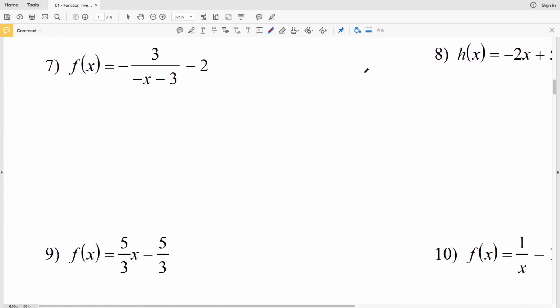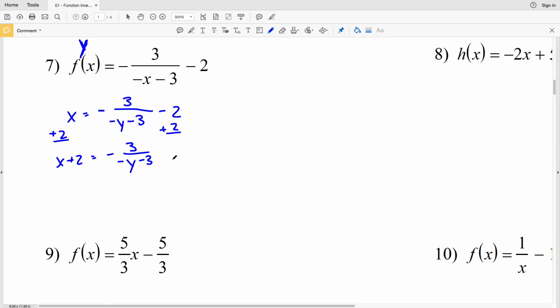Now on to number 7. This f of x is going to be y, and we're going to switch y and x. So I'll have x equal to negative 3 over negative y minus 3 minus 2. Now I'm going to be solving for y. So I'm going to start by adding 2 to both sides to get that x plus 2 equals negative 3 over negative y minus 3.